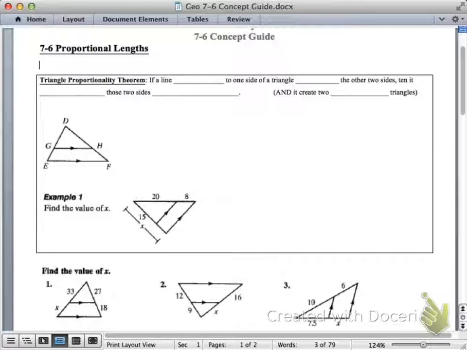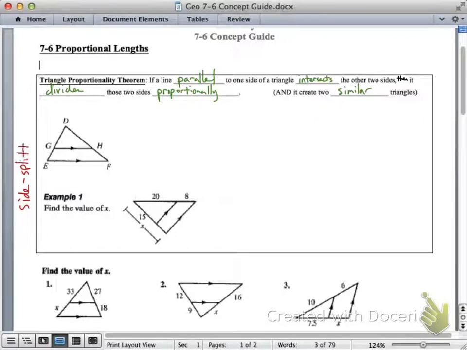This is pretty related to some stuff we did in previous sections, but let's see how it works. If a line parallel to one side of a triangle intersects the other two sides, then it divides them proportionally, okay? And it creates similar triangles. All right, parallel line. This may remind you of a midsegment. I hope it does, because the midsegment was also parallel to the third side, but this is not. G is not a midpoint, H is not a midpoint, or at least not necessarily. So it will be slightly different.